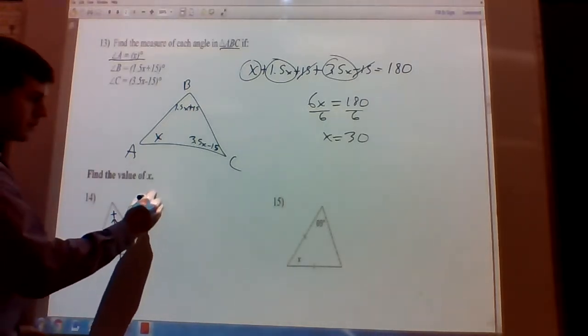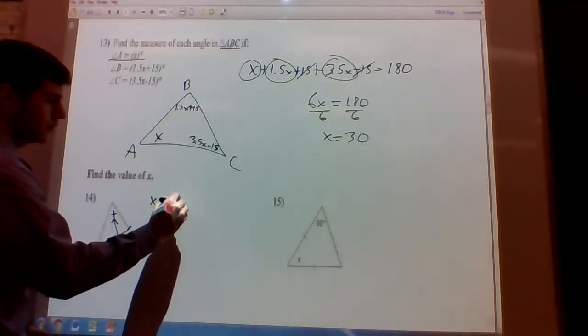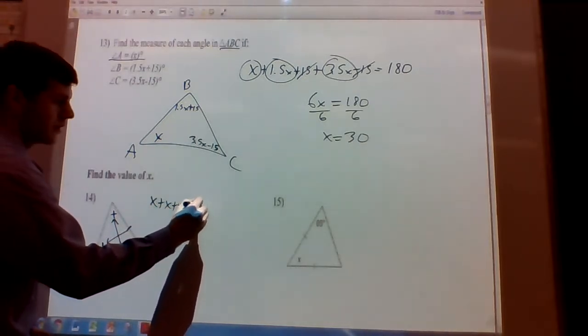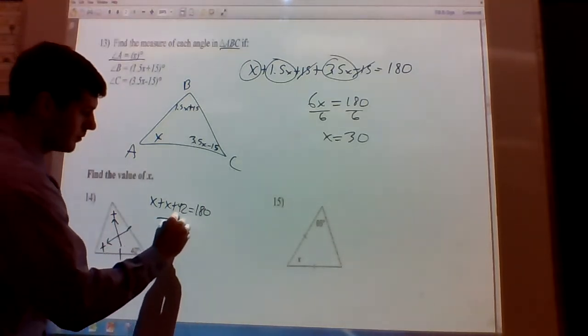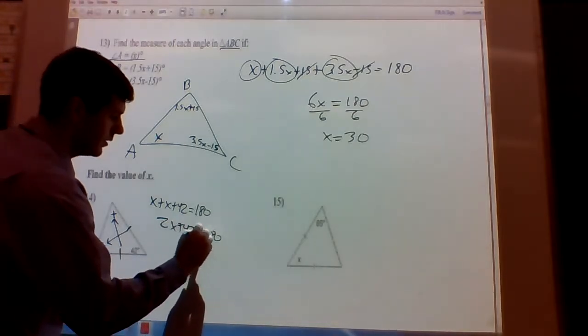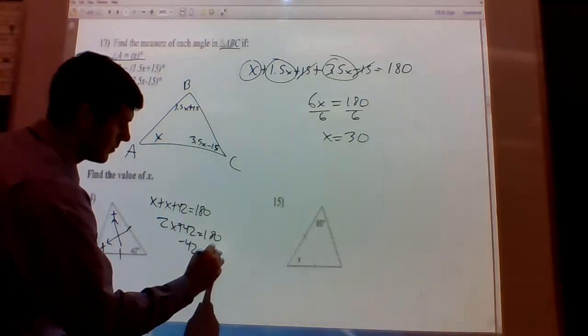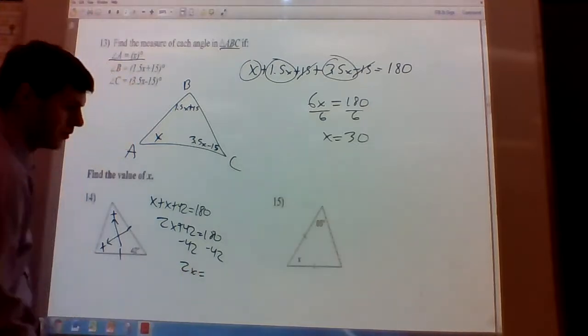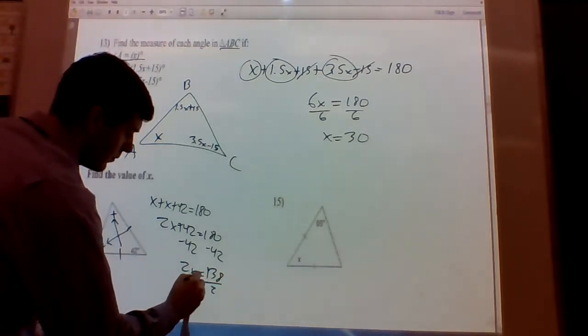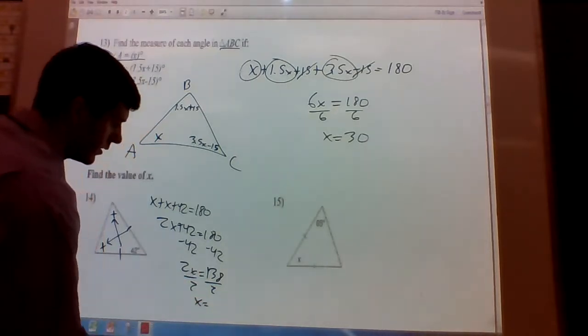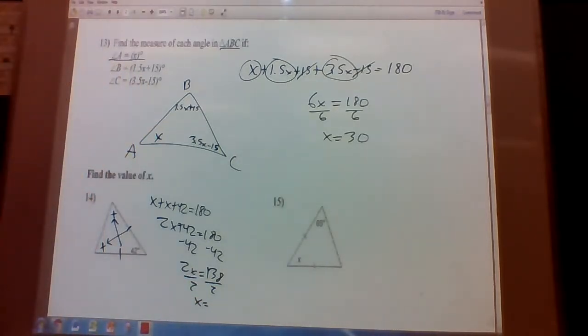So now we know x plus x plus 42 is going to equal 180 by the Triangle Sum Theorem. The measures of the three angles of the triangle add up to 180. So 2x plus 42 is 180, minus 42. 2x is going to be equal to 138. Divide by 2, x is going to equal 69.